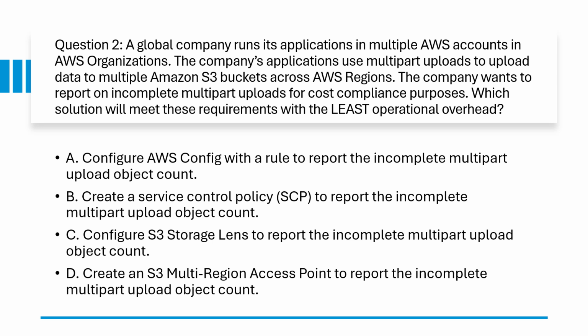A. Configure AWS Config with a rule to report the incomplete multi-part upload object count. B. Create a service control policy, SCP, to report the incomplete multi-part upload object count. C. Configure S3 Storage Lens to report the incomplete multi-part upload object count. D. Create an S3 multi-region access point to report the incomplete multi-part upload object count.